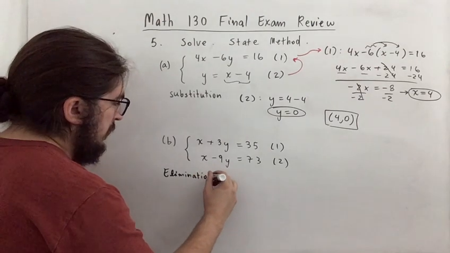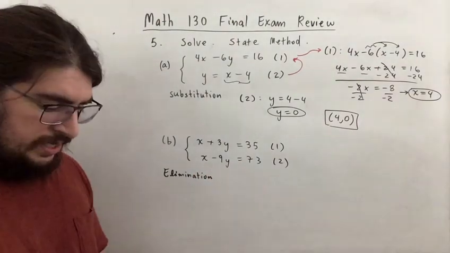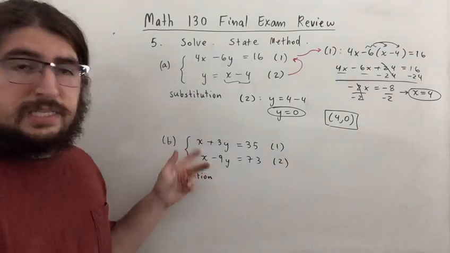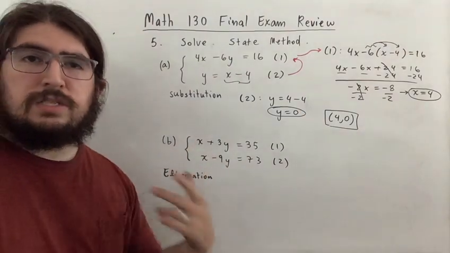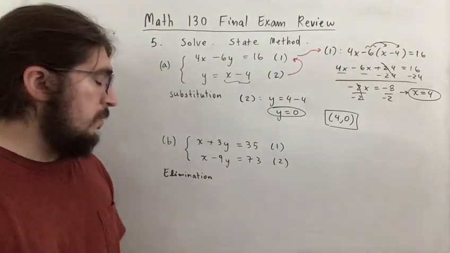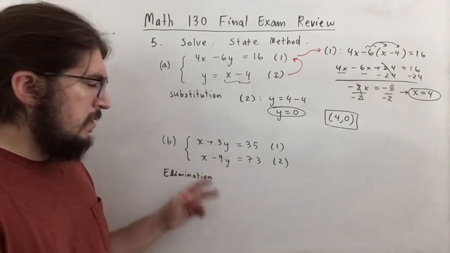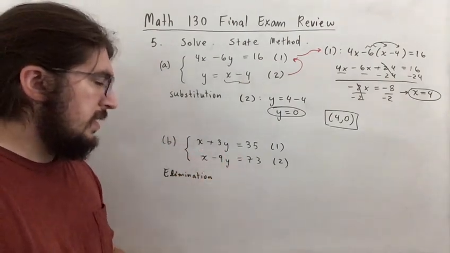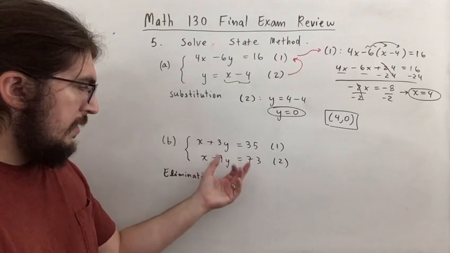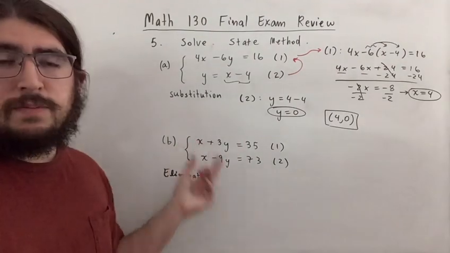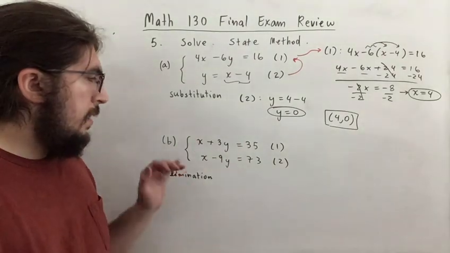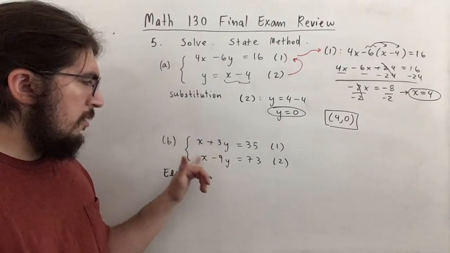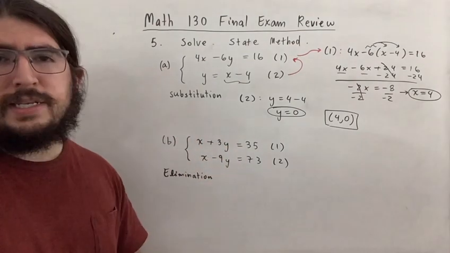Now you can also use substitution if you want. You don't have to use elimination. In fact, what's nice is that since there's no number in front of x for either of these, you can solve for x in either one and then plug it into the other one. So for example, if you add 9y to the other side, you get x is equal to 9y plus 73, and then plug the 9y plus 73 into x from equation 1, for example. But here we can either cancel the x's out or multiply the top by 3 to cancel the y's out.